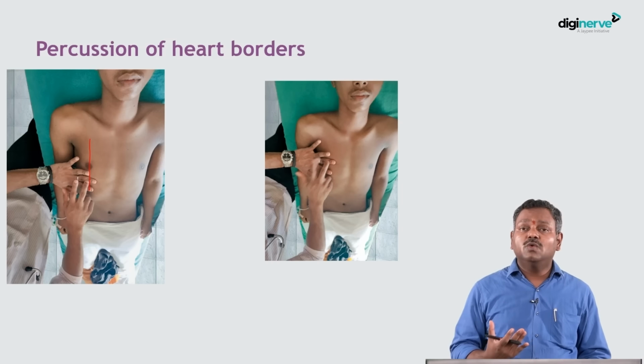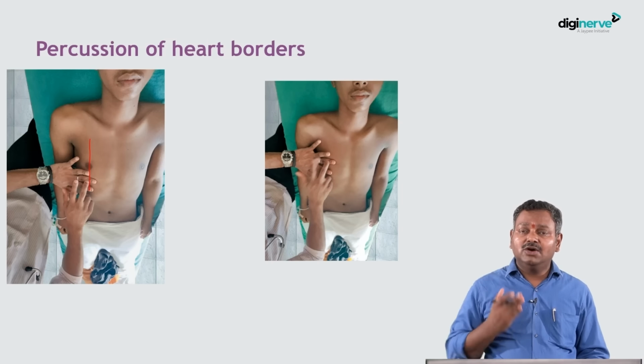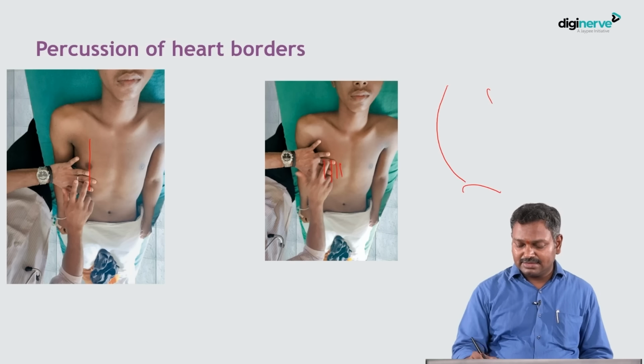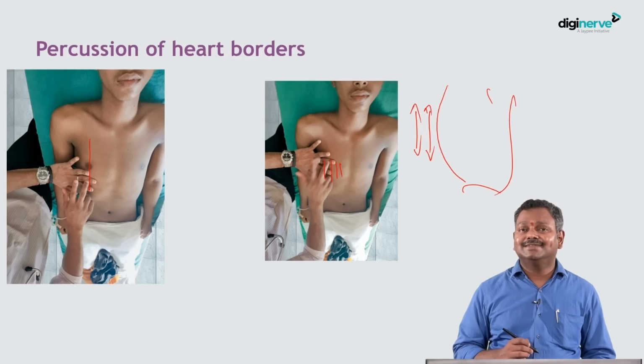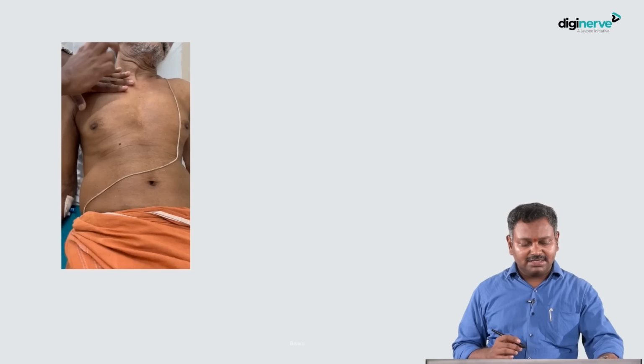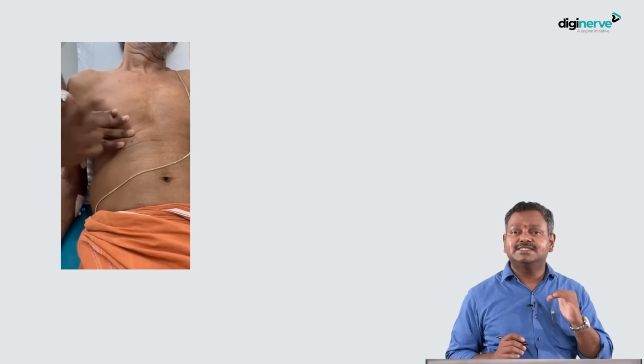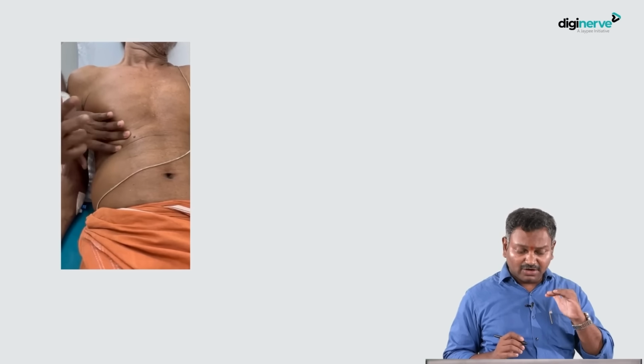And then you go one space above and now turn your direction of percussion towards the heart. Remember the heart border is like this, so you are going to go parallel to that. Your direction of percussion will be like this. If you see it in this video, I am starting percussing from the second intercostal space downwards till I get the liver dullness. Once I get the liver dullness, I know that the diaphragm is there.